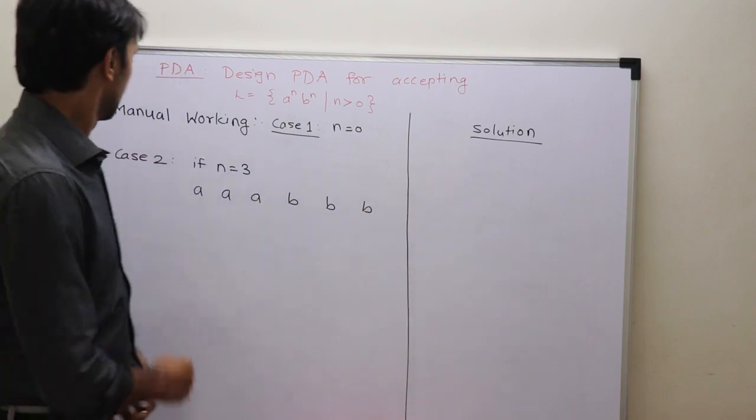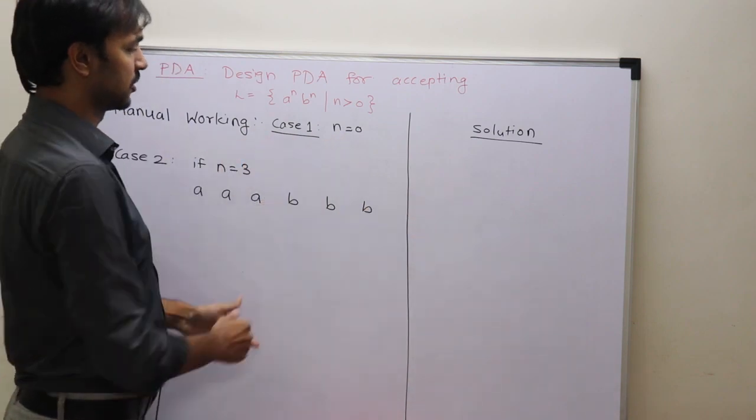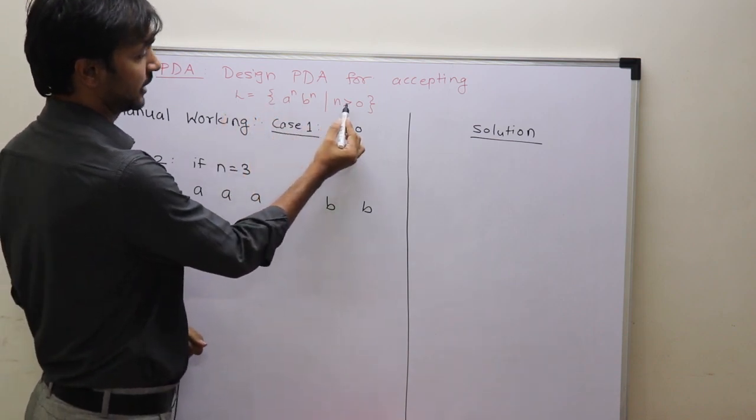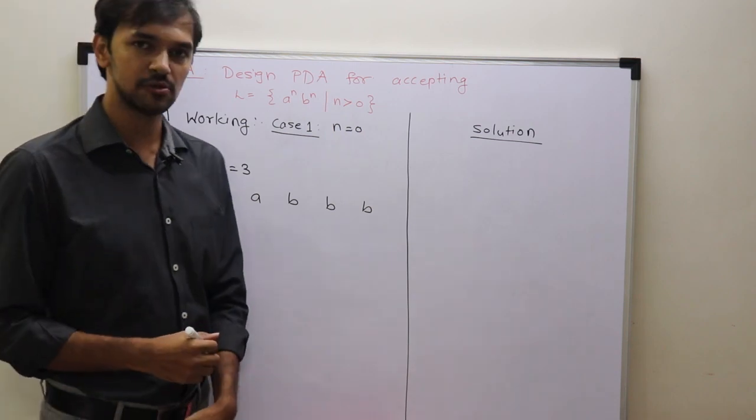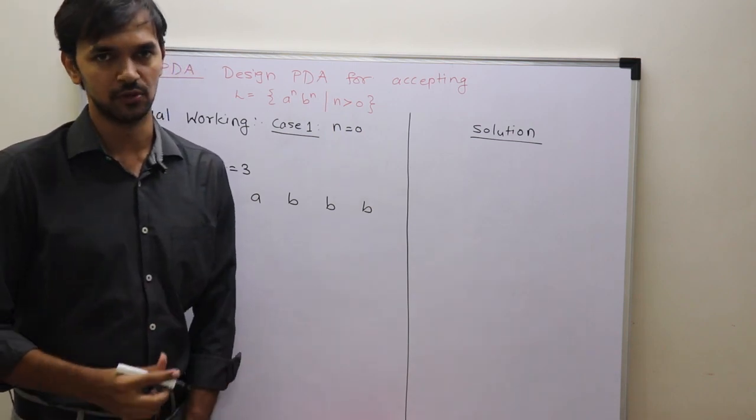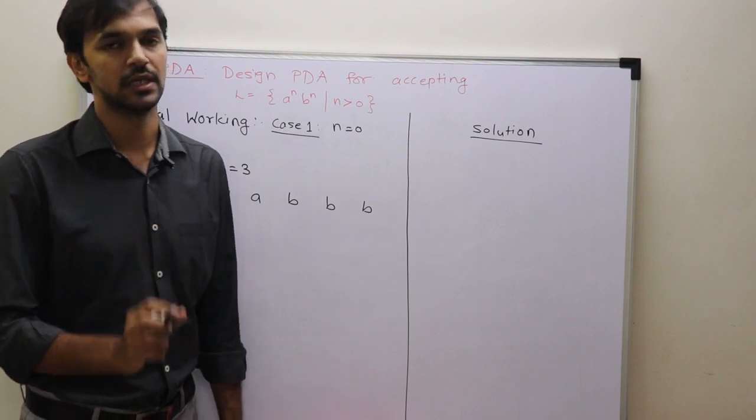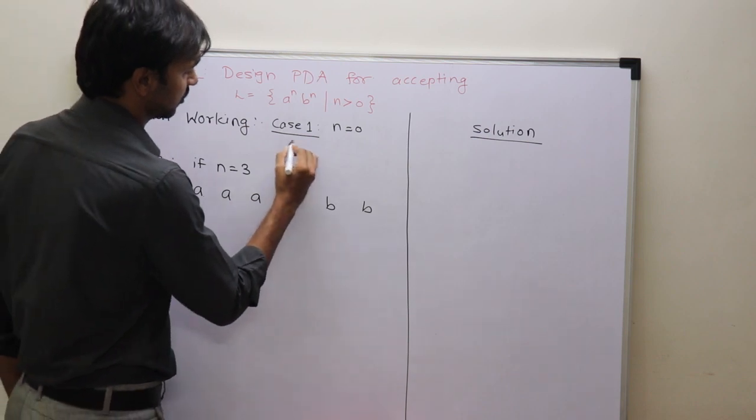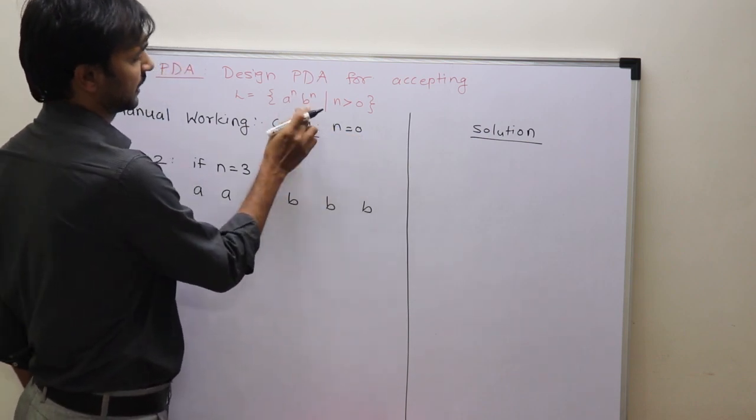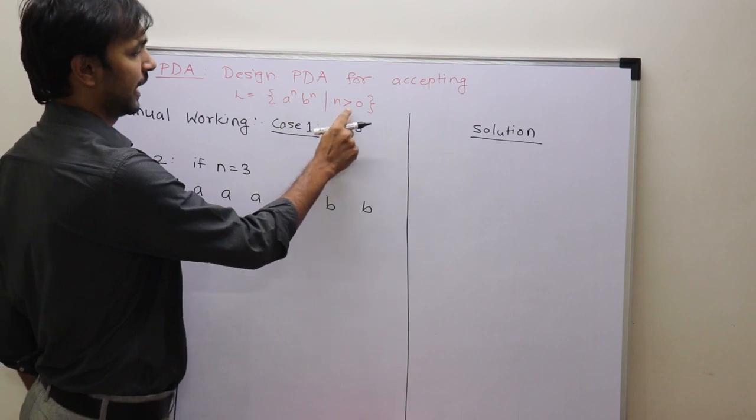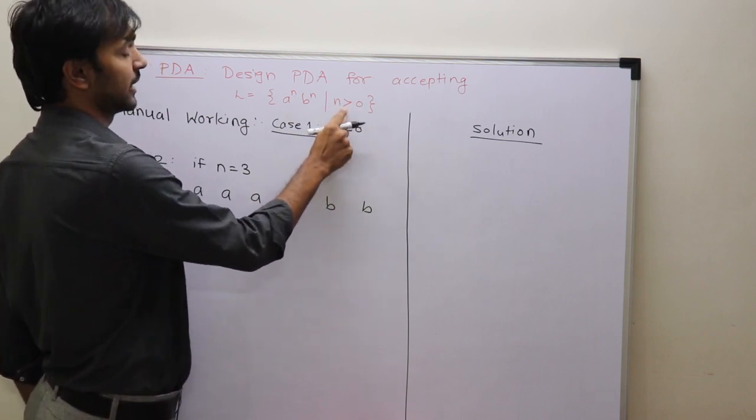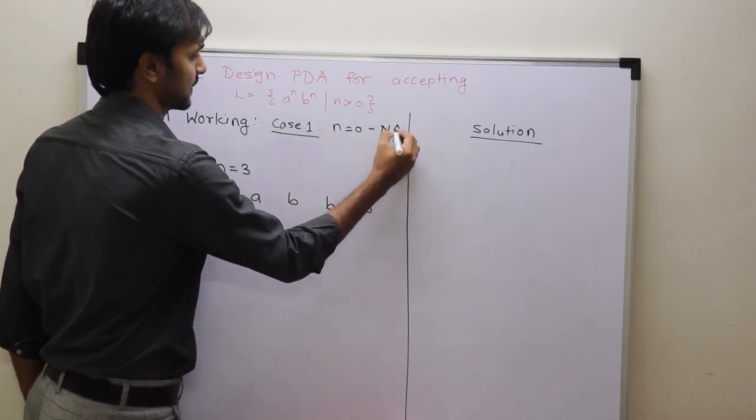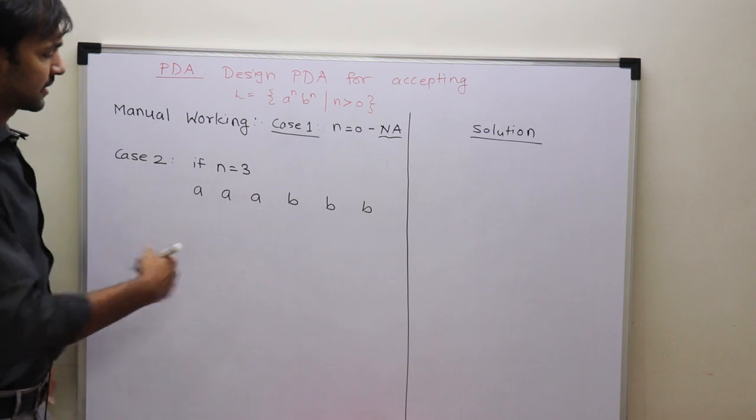Case 1, if I take n equal to 0, you can read the problem once again. L equal to a raised to n, b raised to n, where n greater than 0. When I take n equal to 0, it is a raised to 0 and b raised to 0. It is not actually the power; it is a, n number of times. So when I take n equal to 0, this particular case is not applicable to this problem, as the condition says that n equal to 0 is not applicable, n should be greater than 0. So this particular case is not applicable as far as this problem is concerned. Let us take another case.